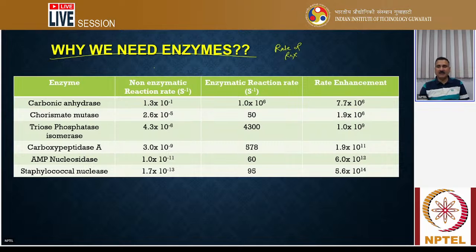So what you see here is that there will be an enhancement of 10 to the power 6 or 10 to the power 9 and 10 to the power 11, 12, and 14. So this is a very high order rate enhancement that you see when the enzyme is present in the reaction compared to the non-enzymatic reactions.